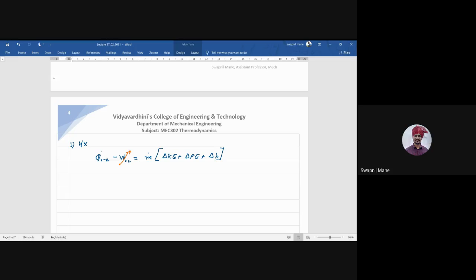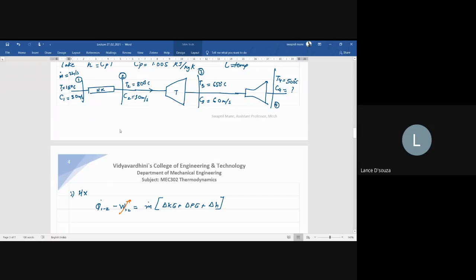What about kinetic energy? Whether the velocity is changing in the heat exchanger? Kinetic energy is 0. Why? Because there is no change in the velocity. This is 30 meter per second and this is 30 meter per second. If this was some value different from 30, then kinetic energy would have been in existence. Yes or no? But now as the velocity is the same, this will become 0. What about potential energy?